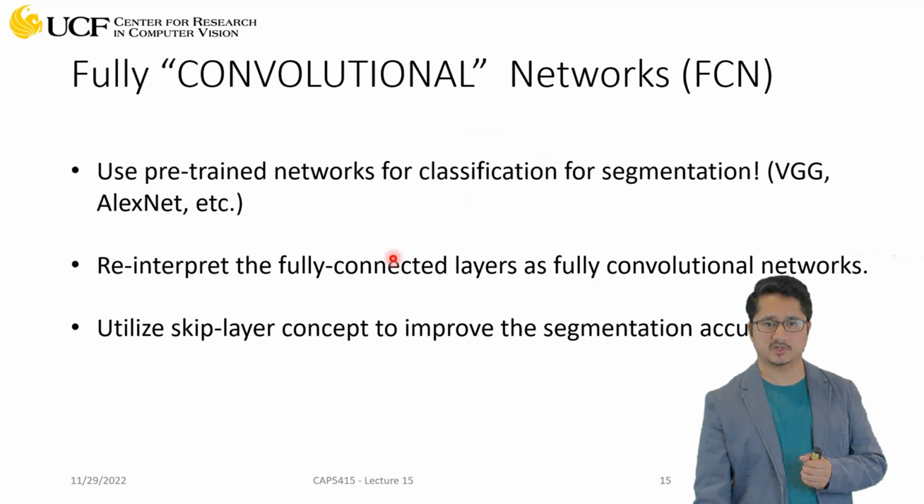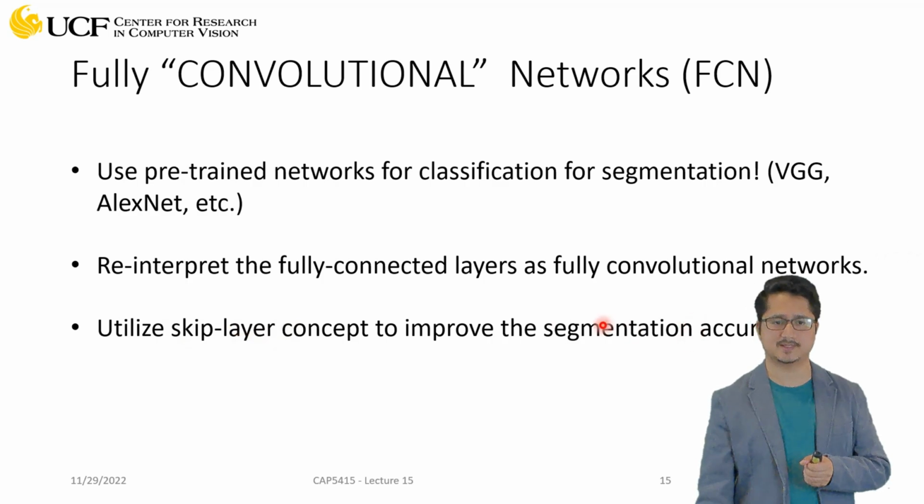So we will do classification, but we'll make sure that we don't have any fully connected layers. We'll just convert all of those layers to fully convolutional layers. So that's one minor change. And then we are going to use skip layers. This is a concept I will briefly explain. We'll try to use skip layers to improve the segmentation quality.